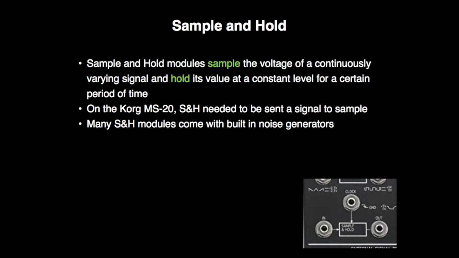So on the Korg MS-20, sample and hold needed to be sent a signal to sample. Something had to be sent into that input. A lot of sample and hold modules assume that you're doing sample and hold because you want some kind of random signal, and so a lot of them have built-in noise generators. You can still sample other things if you want, but they have a noise generator built in to save you that step of connecting noise to your sample and hold.